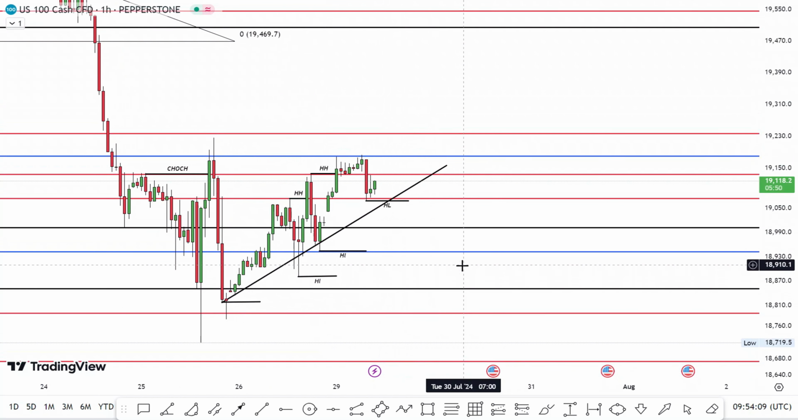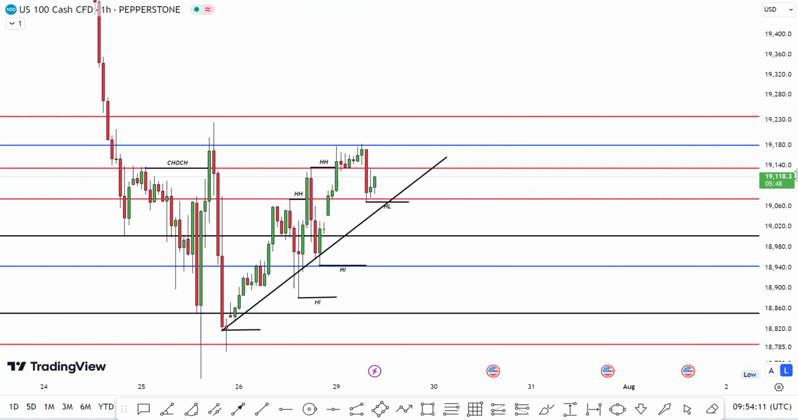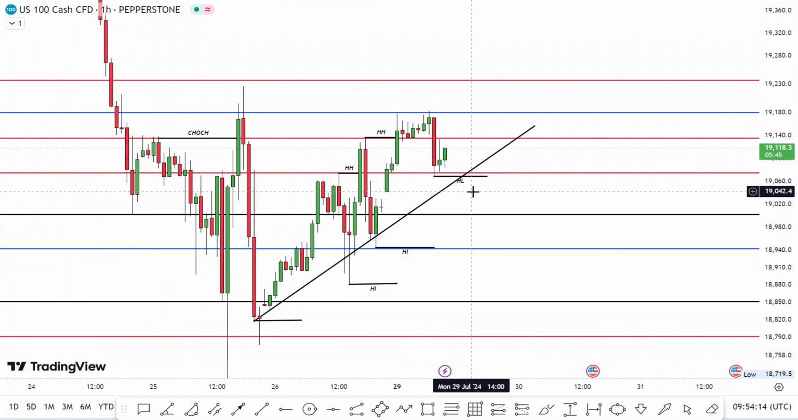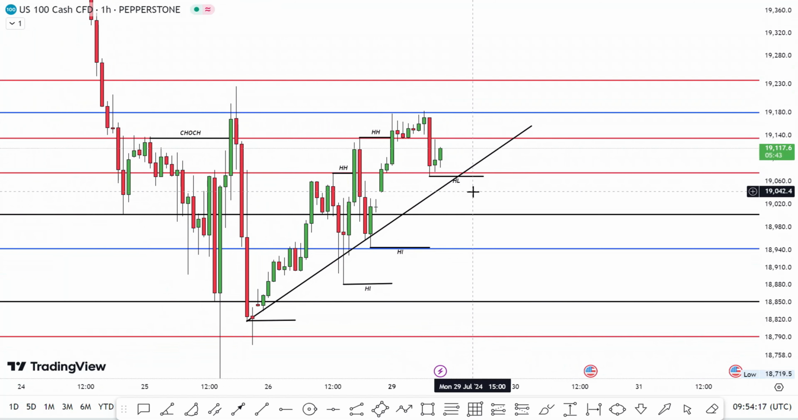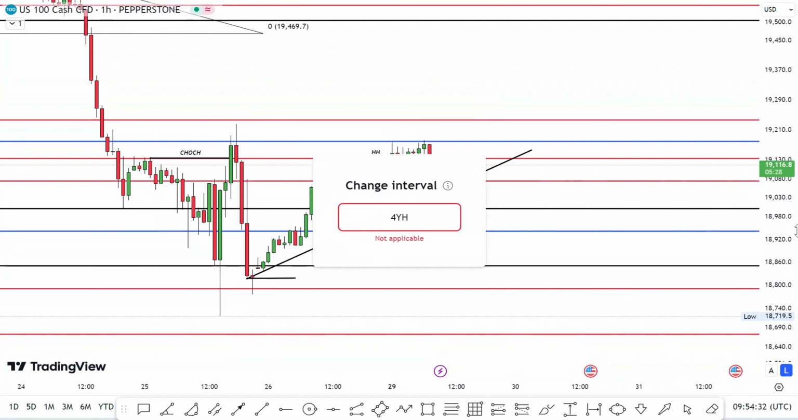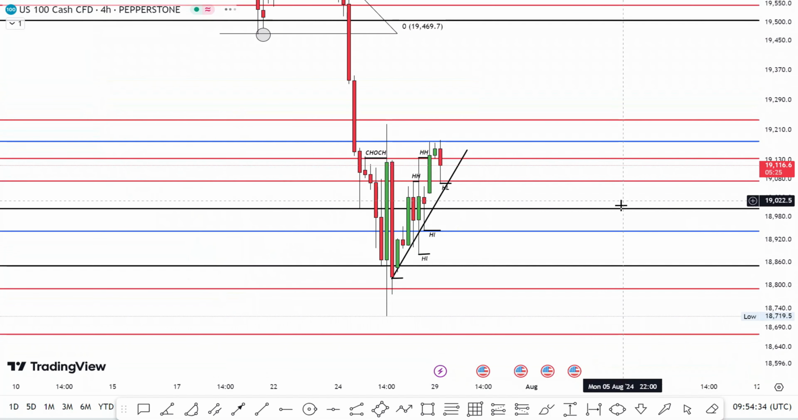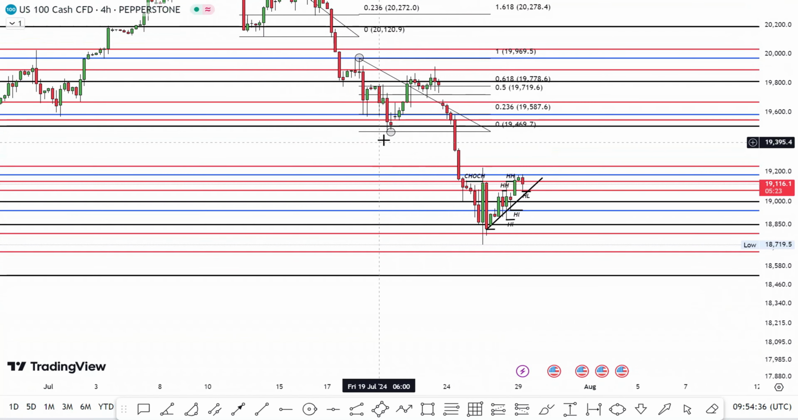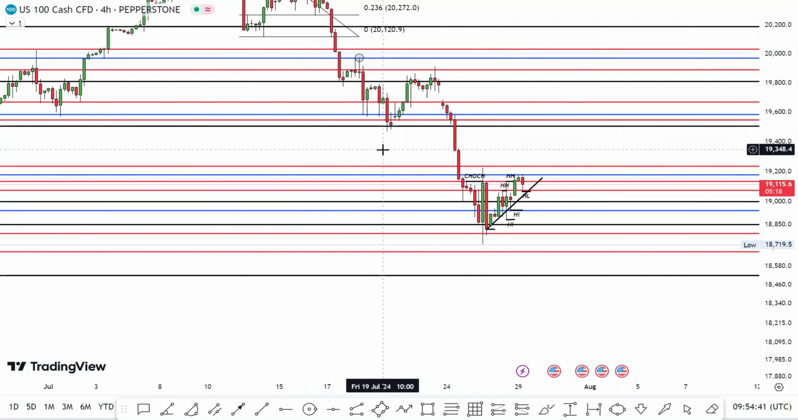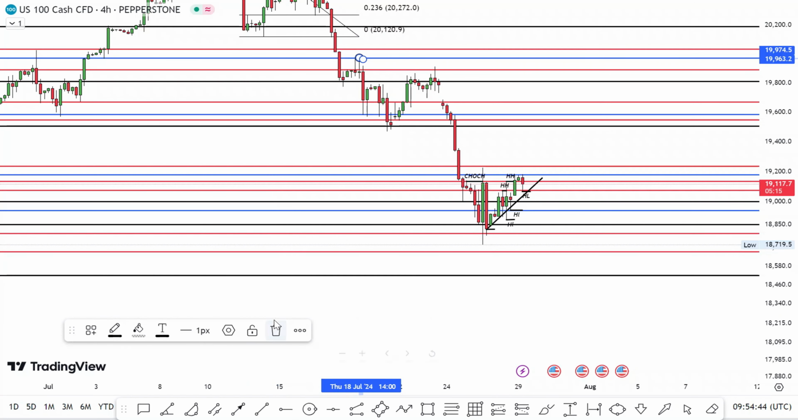Another thing that is very important in trading is price action. You need to know how the candlesticks are behaving at every level the market gets to. Now, let me go to the 4 hour time frame. Okay, 4 hour time frame. Let me delete all these ones. Let me take all these ones out.